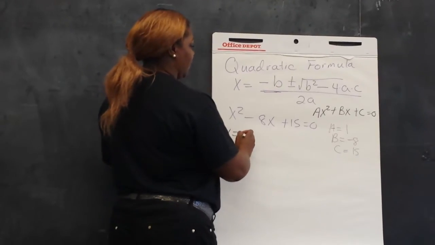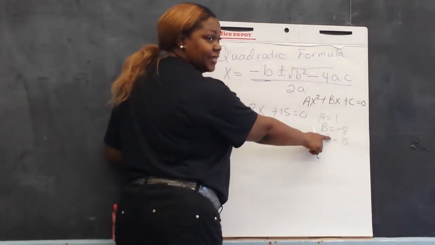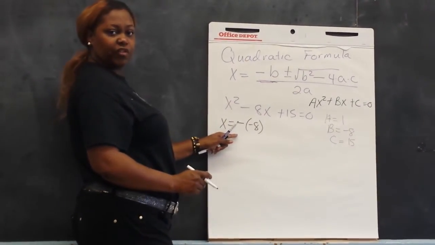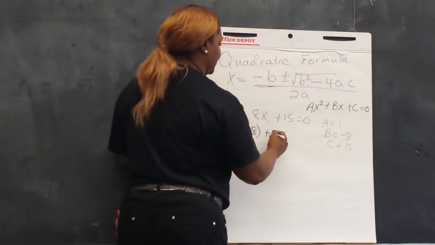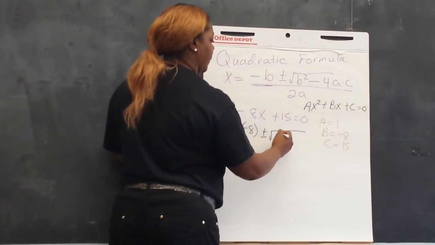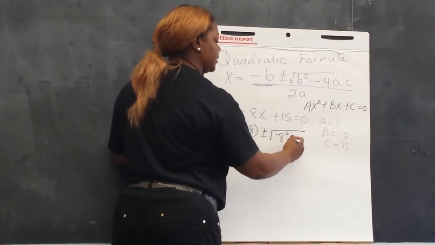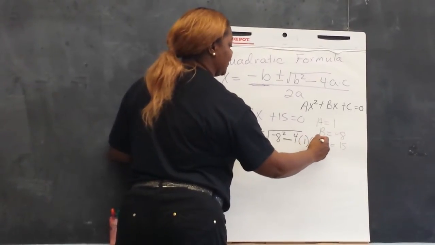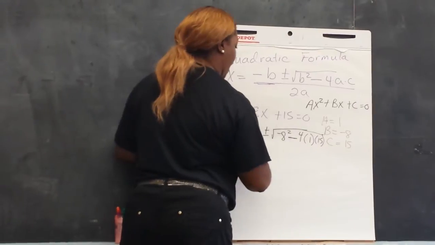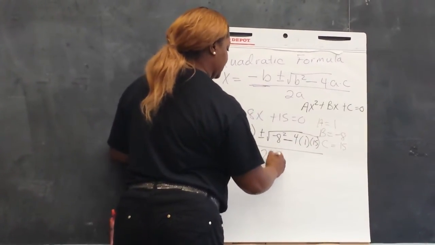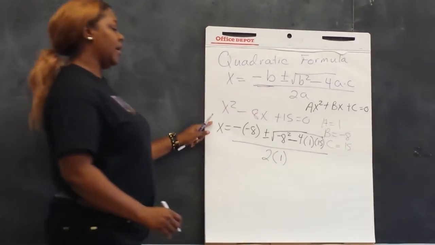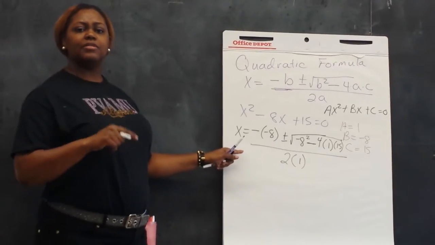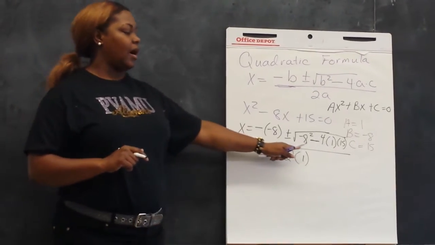x equals a negative, we say our b is a negative 8. We have to show that we're putting in a negative 8. Also, the formula calls for a negative. Plus or minus the square root of negative 8 squared minus 4 times 1 times 15, all over 2 times 1. Okay? So all this is substituting into the given formula. You substitute and you get all your numbers in.